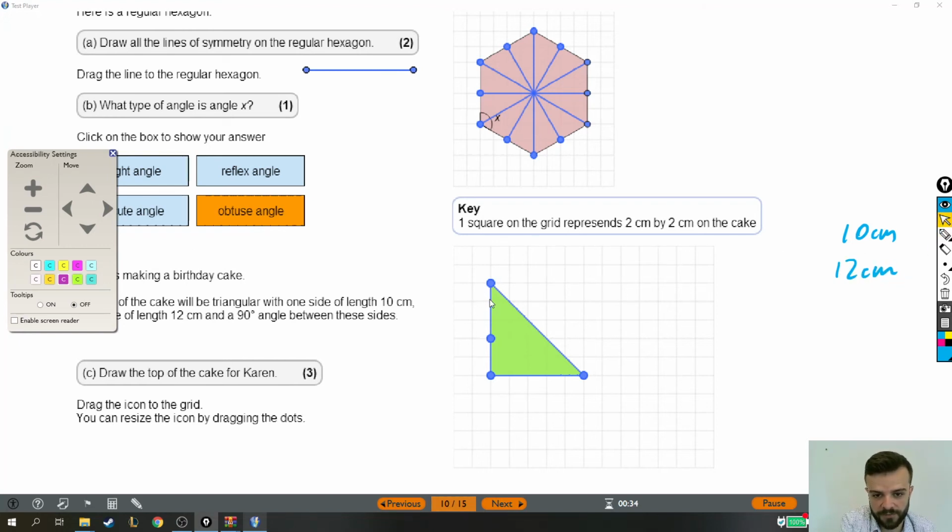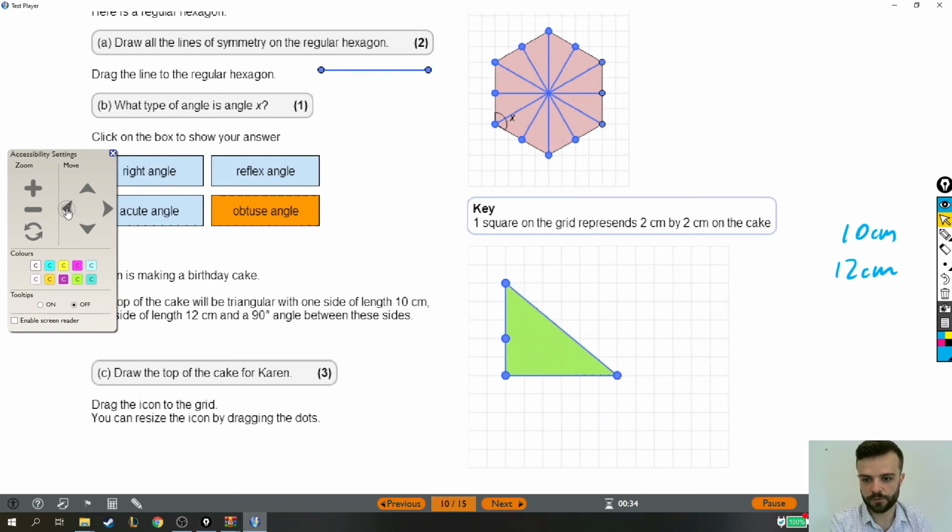So let's check this left-hand side out at the moment. At the moment, it's 2, 4, 6, 8, 10 centimeters. So actually that one's already 10 centimeters. It's 5 squares, and each square is 2, which means 5 squares actually represents 10 centimeters. And then across the bottom, this can be our one that's supposed to be 12. At the moment, it is 2, 4, 6, 8, 10. So if I just take it one further, now it's 12.